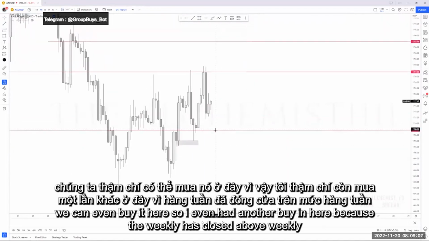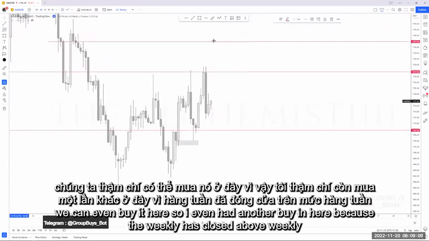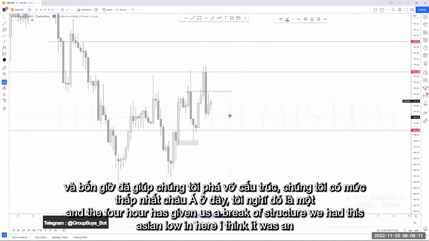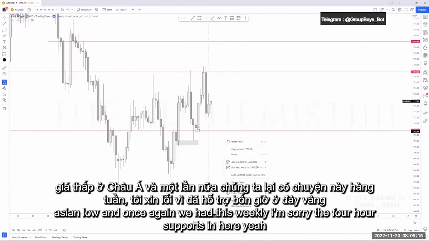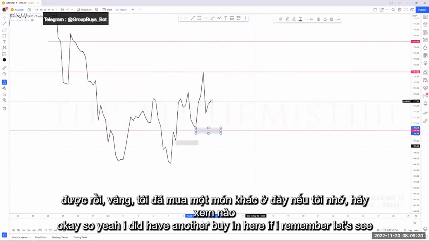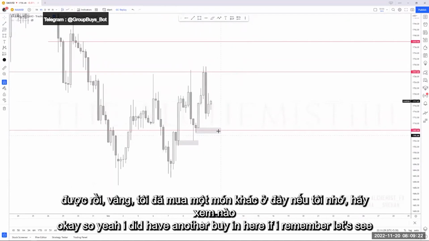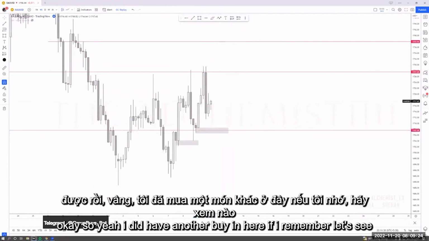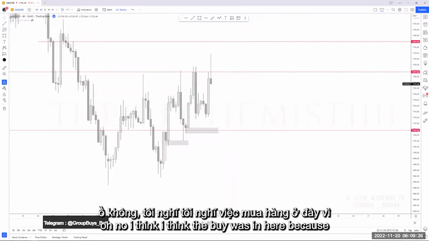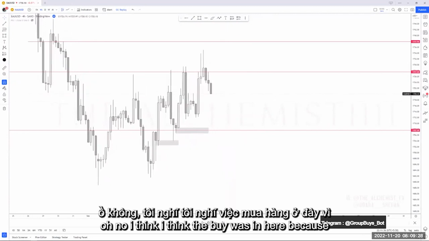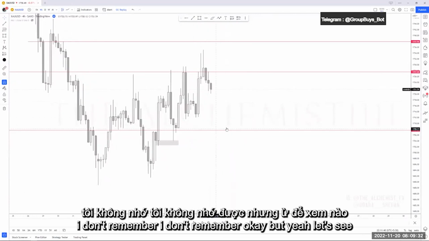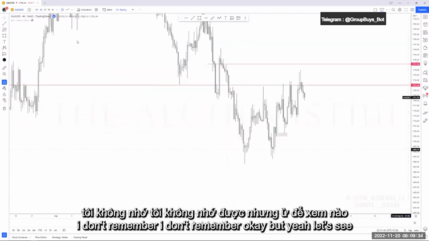So I even had another buy in here because the weekly has closed above weekly, and the 4 hour has given us a breakout structure. We had this Asian low in here. I think it was an Asian low. And once again, we had this weekly, the 4 hour supports in here. Yeah, I did have another buy in here, if I remember. Oh no, I think the buy was in here because I don't remember. Okay, but yeah, let's see.